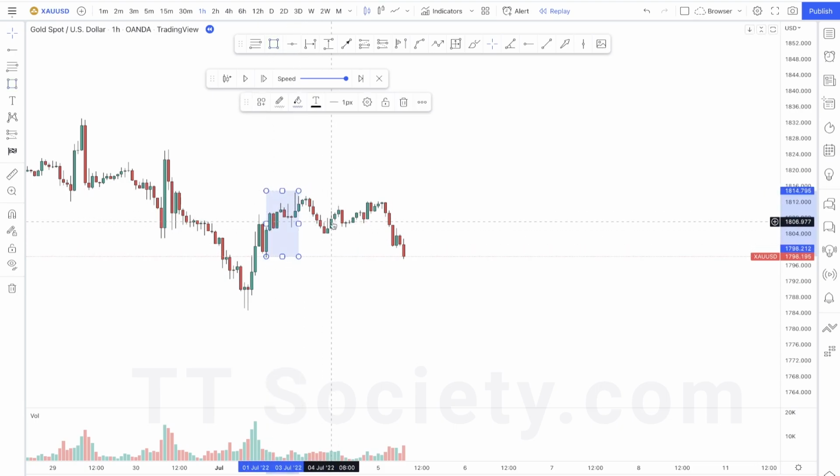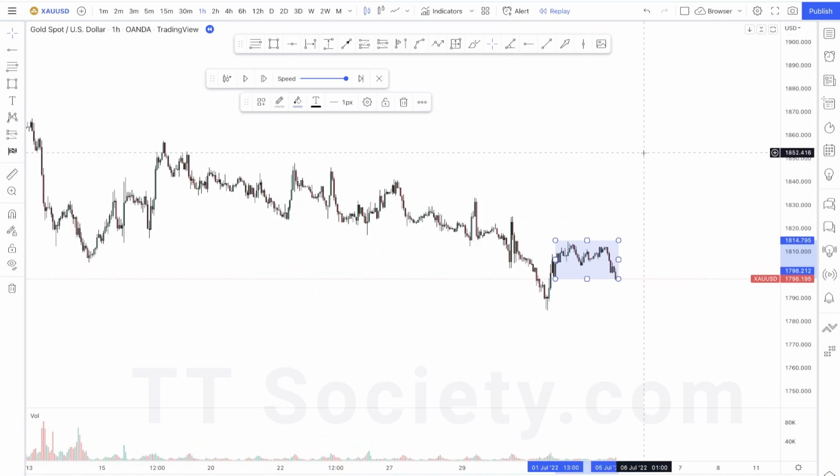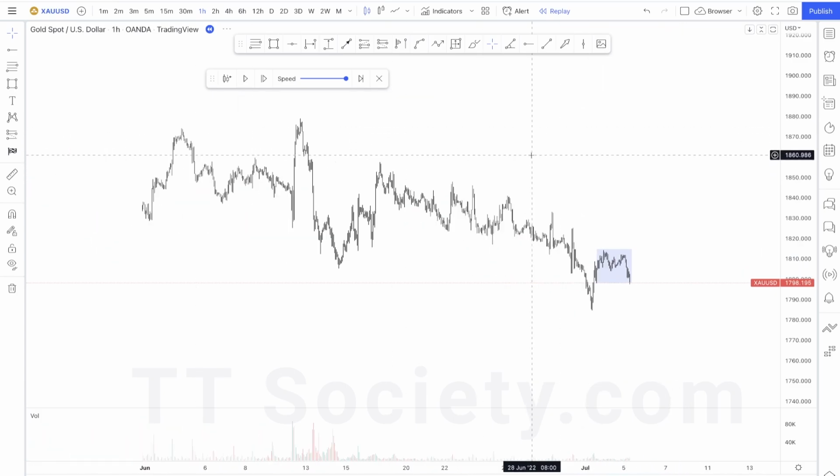Between here and here, price seems to be consolidating and not really doing much. It's bouncing up and down all the time. What we're looking for is a breakout to either side, to the upside or to the downside. But in order to understand that better, let's make the chart smaller and see what the trend did so far.